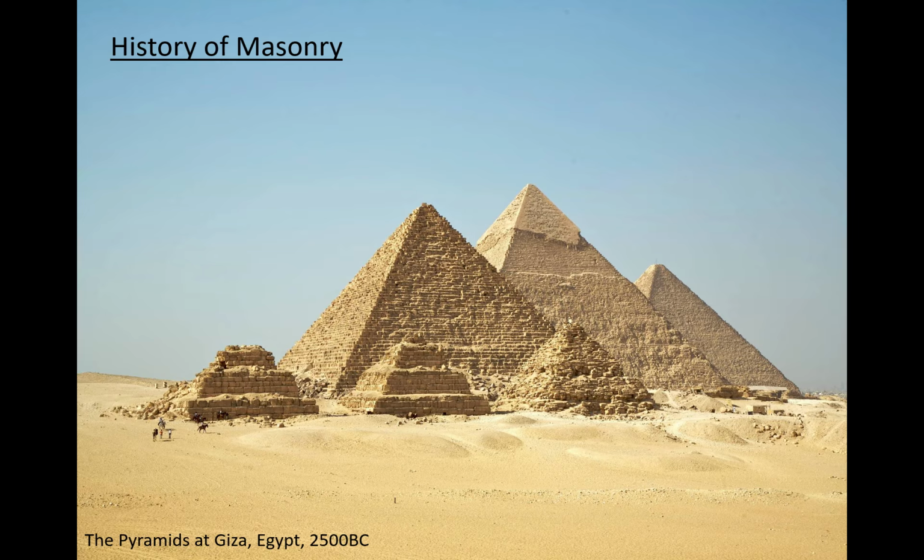And the Great Pyramids in Egypt, they are 4,500 years old, and they're still just sitting there, slowly eroding, but very slowly because stone is very durable.